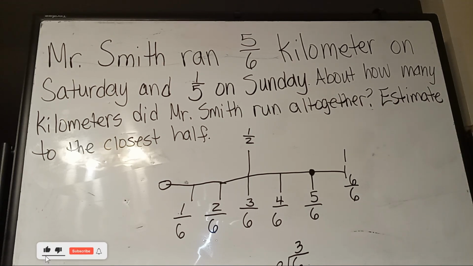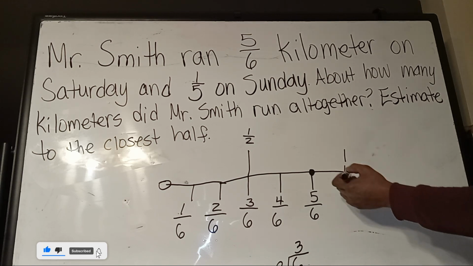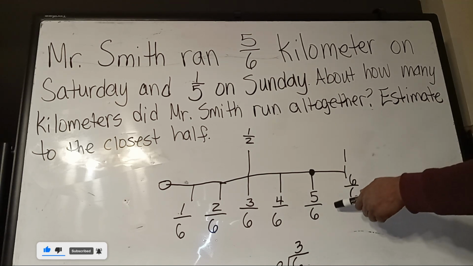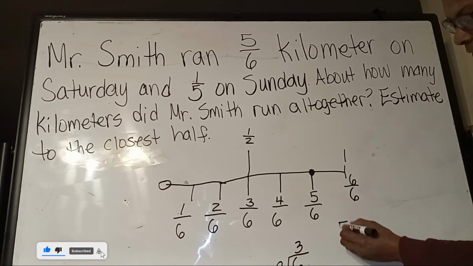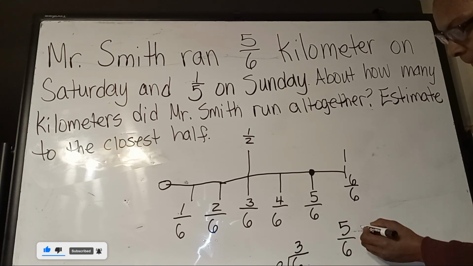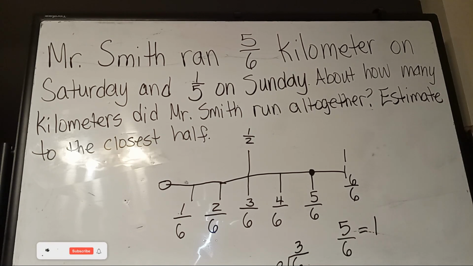Close to the whole 1. Exactly. We're closer to the whole 1. We're right here. So this kilometer of 5/6, instead of being 5/6, is going to turn into a whole 1, just because we are estimating.